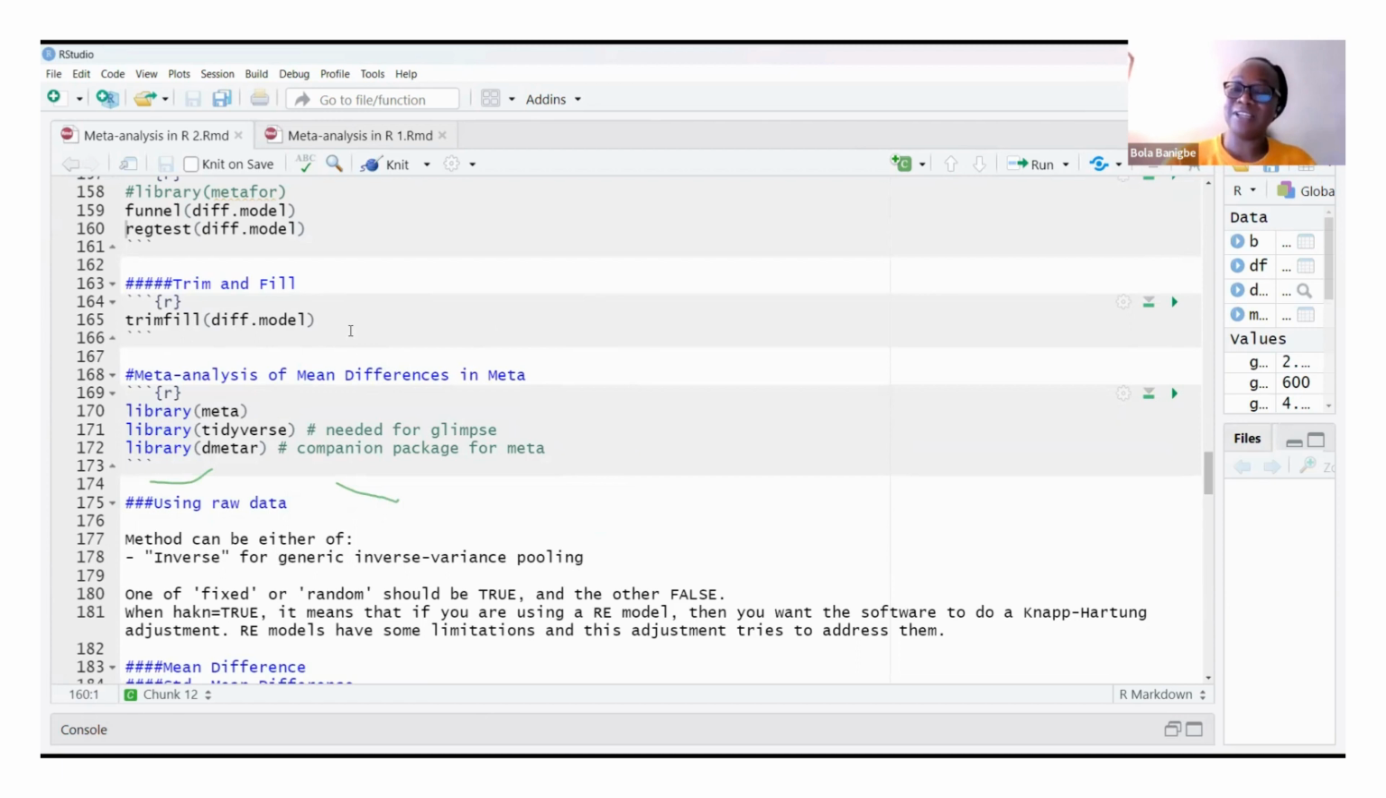The trim and fill, like we learned last week, is a modeling attempt to say, if the studies that are missing, if we somehow found the studies that we think are missing, what will the new effect size look like? And what will the new funnel plot look like? So let's do this.